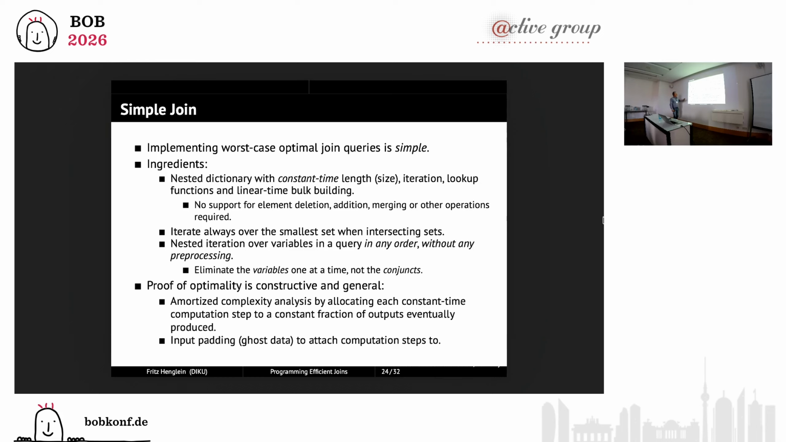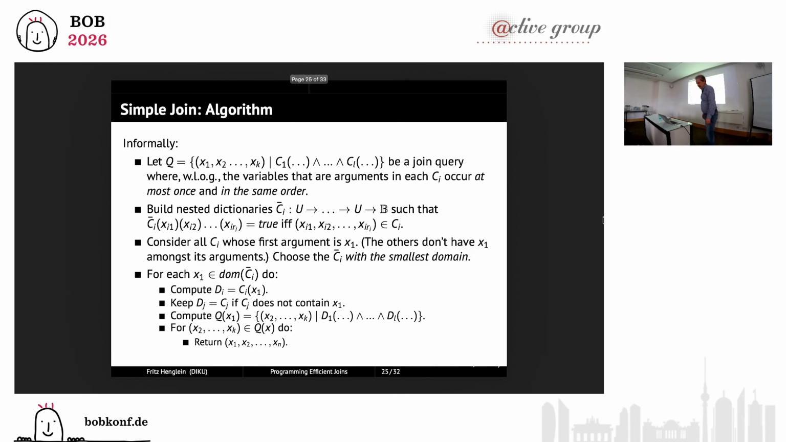So okay, there is some stuff here that took us years to figure out. Basically, proving this is worst case optimal is done by using amortized complexity analysis with ghost data. So who has actually seen amortized complexity analysis in an algorithms class? Oh, yes, thank you. So that's basically how we do it. Okay, so here's the algorithm, and it's actually not much going on.